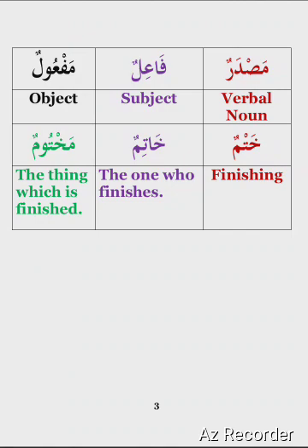Masdarun, verb noun. Fa'ilun, subject, which means the doer of the action, the one who did what has been done. The term we use to represent such a person is called fa'ilun. Maf'ulun, object, which means the sufferer of the action, the one who has the action done to them. So we refer to them in sarf as maf'ul, the receiver of the action from the other end.